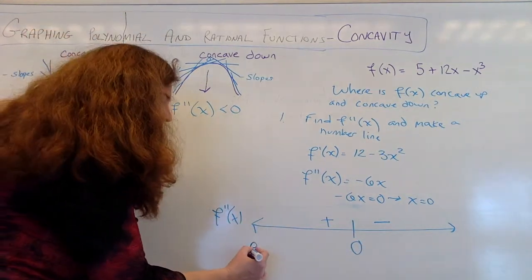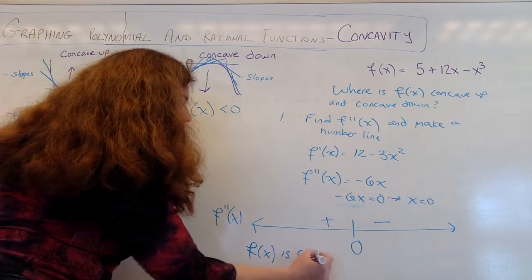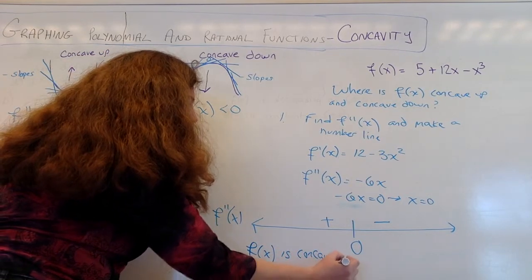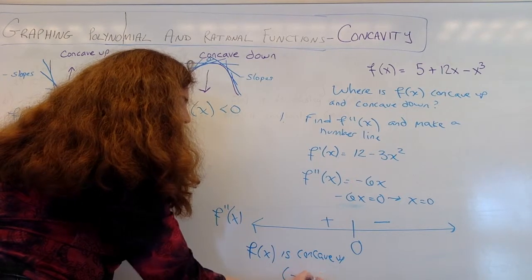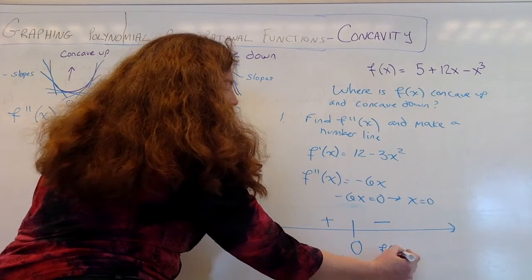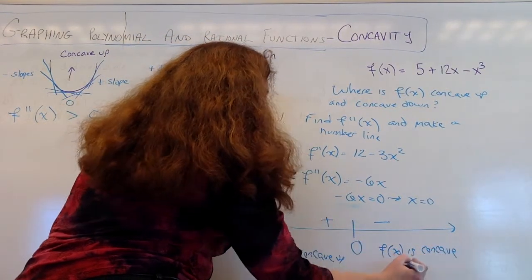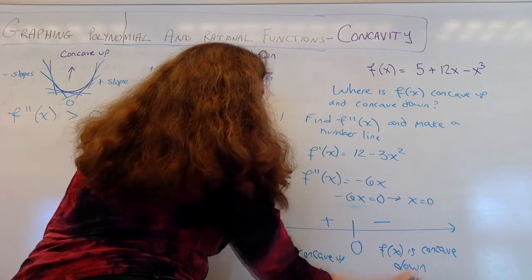So my function is concave up from negative infinity to 0, and it's concave down when x is greater than 0.